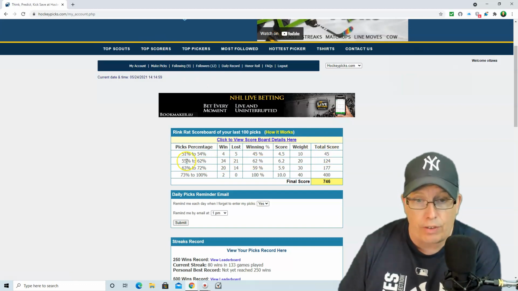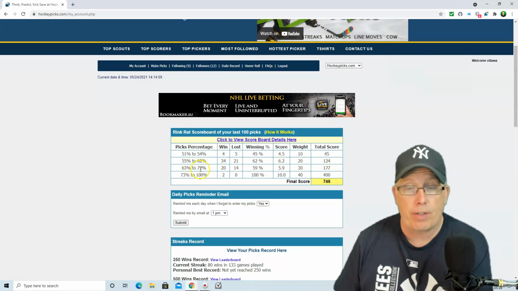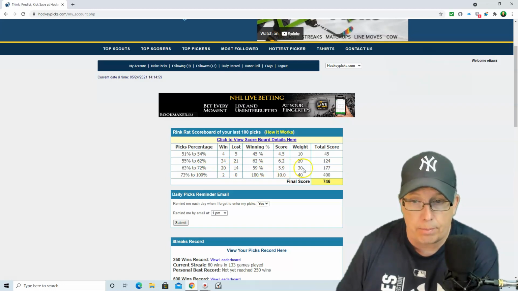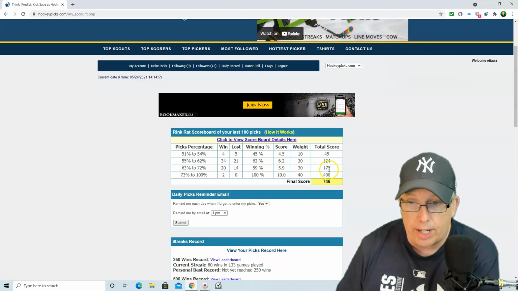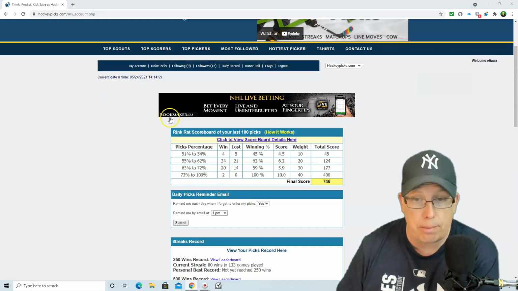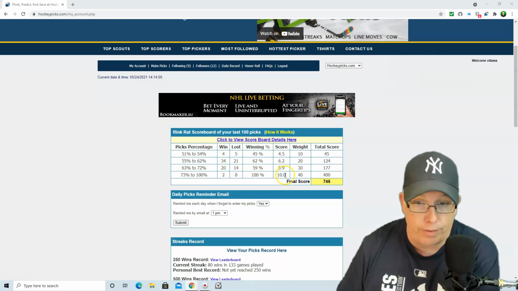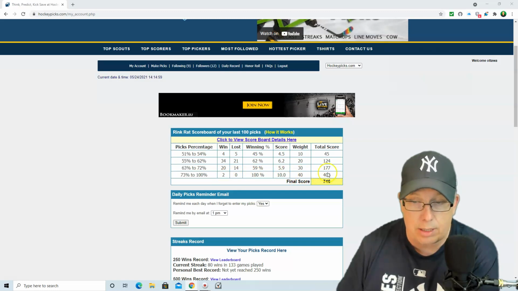Anytime I have a pick that's 55 to 62% confidence level, I'm 34 and 21 for 62%, and you can see I'm 6.2 times 20 equals 124 points. Every time I have a confidence level of 63 to 72%, I'm 20 and 14, 59%, and 5.9, and my score here is 30, and then I have 177 score, and then 73% to 100%. You can see that my record is 2-0. Actually, sorry, not my confidence level, but my record is 2-0, 100%, the score of 10 times 40, so 400 points, right? That's the max you can get here.